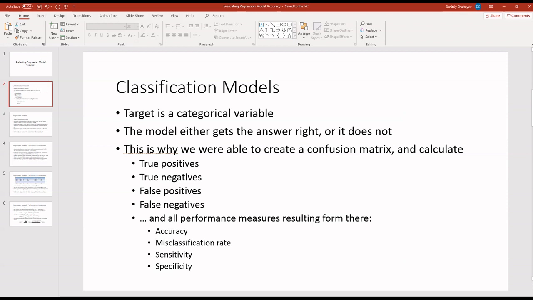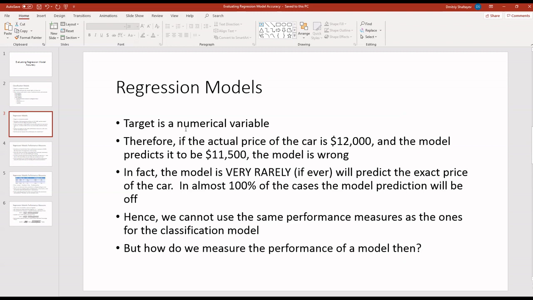Now what happens with the regression models that we just started? Well, the problem is that the target is not as simple as yes or no. It's not categorical, but numerical. It's a number. We're predicting a number. So for example, if the actual price of the car is $12,000, and our model, whichever it is, it can be a regression tree, it can be simple linear regression, it can be something else, predicts that the price is $11,500, we clearly see that the prediction is different from the actual, so therefore the model is wrong, right?